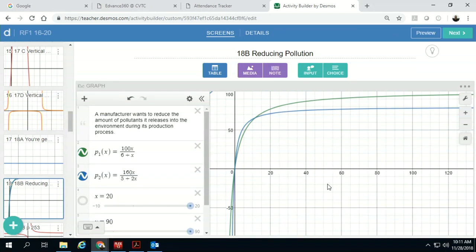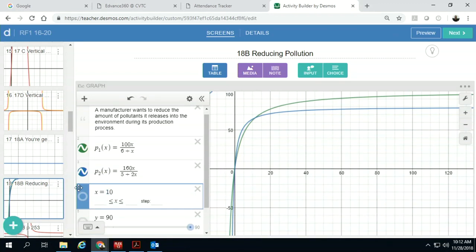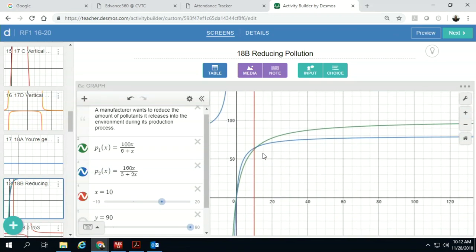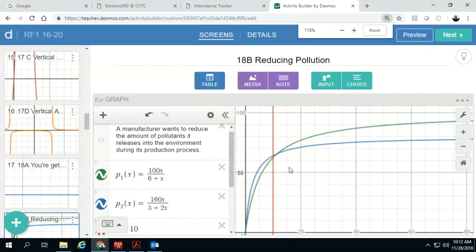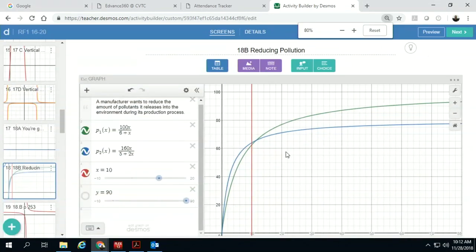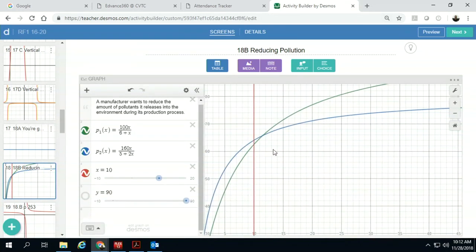Let's go through the questions on the next page and answer them. Question 1. If the manufacturer is willing to invest $10,000, so we're here at 10, so X is 10. If it's willing to spend $10,000, which plan will remove a greater percent of the pollutants? I'm going to zoom in here at 10, and which one removes a greater percent of the pollutants?